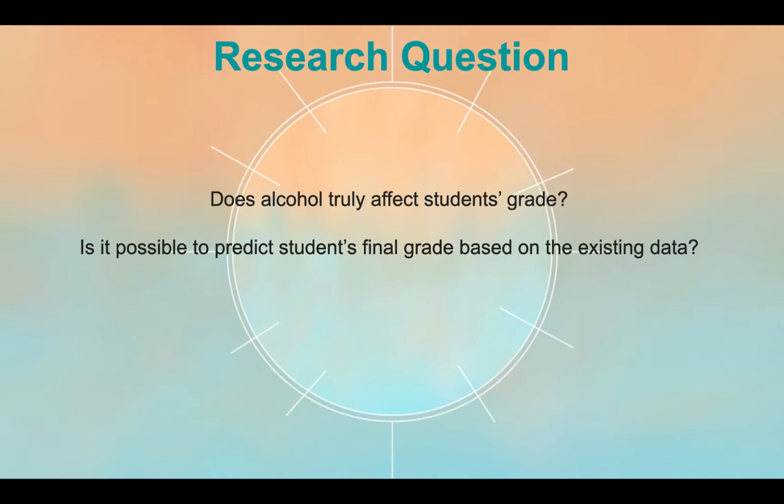And there are two research questions. The first one is, does alcohol truly affect students' grades? And the second one is, is it possible to predict students' final grades based on the existing data? If the influential factors could be identified, students could know which factors are good for raising their grades, so they can retain better academic performance. And also, the school could utilize those factors to adjust the way that they educate students, helping them to get more opportunities to achieve success.